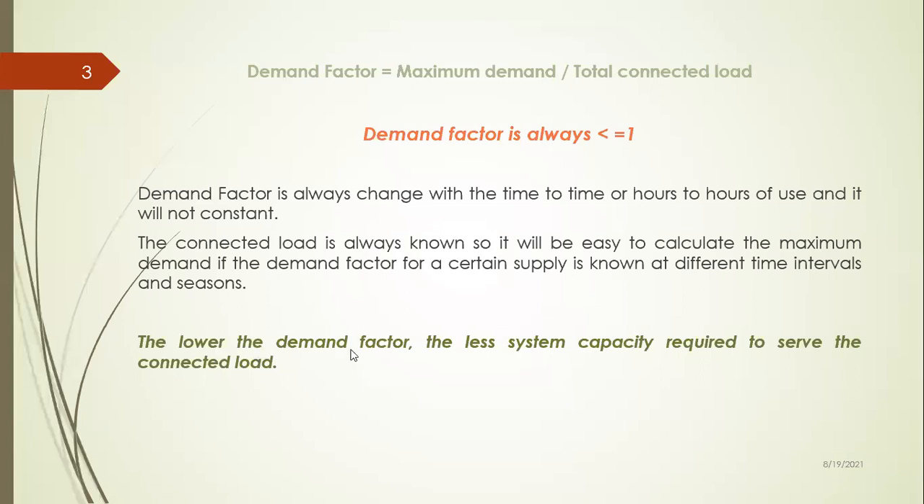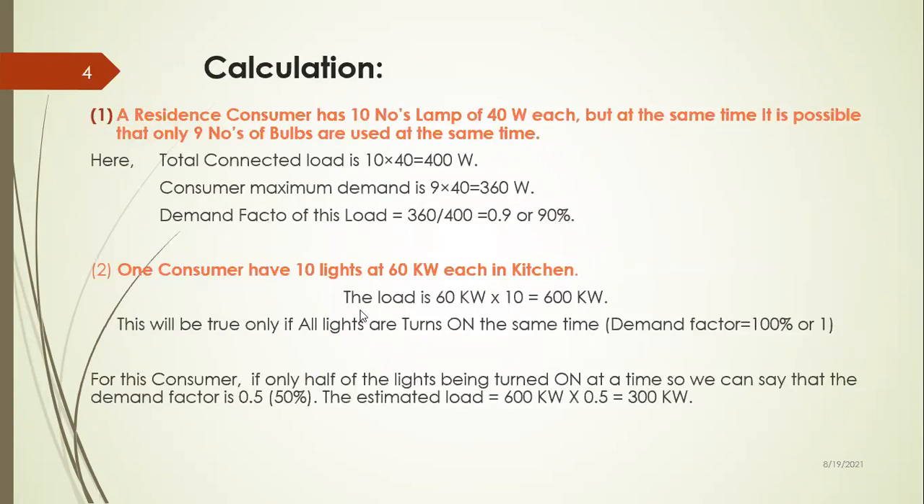That means if the demand factor is low, the number of outlets that are switched on maximally at some particular instant of time is also less. That means less system capacity is required to serve the connected load. So this is about the demand factor. Now these are some of the numericals. Let's see the first numerical.